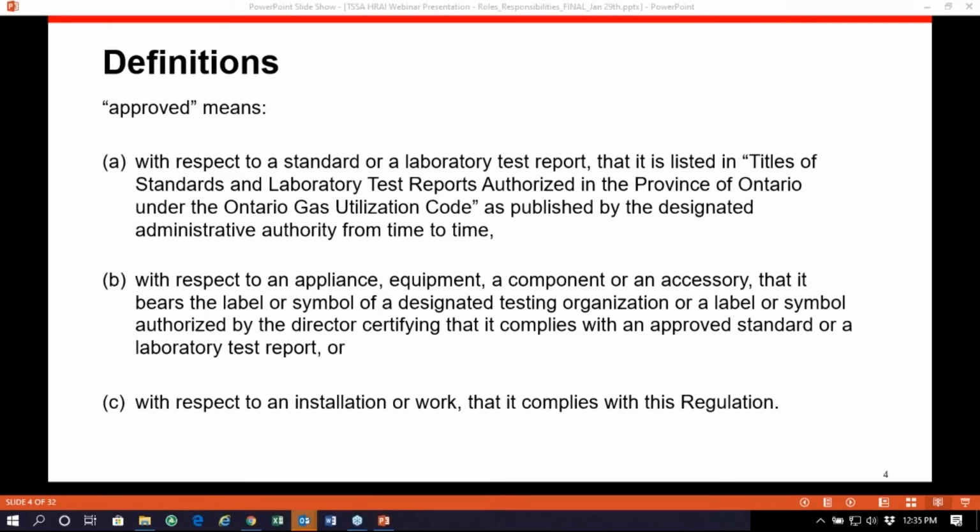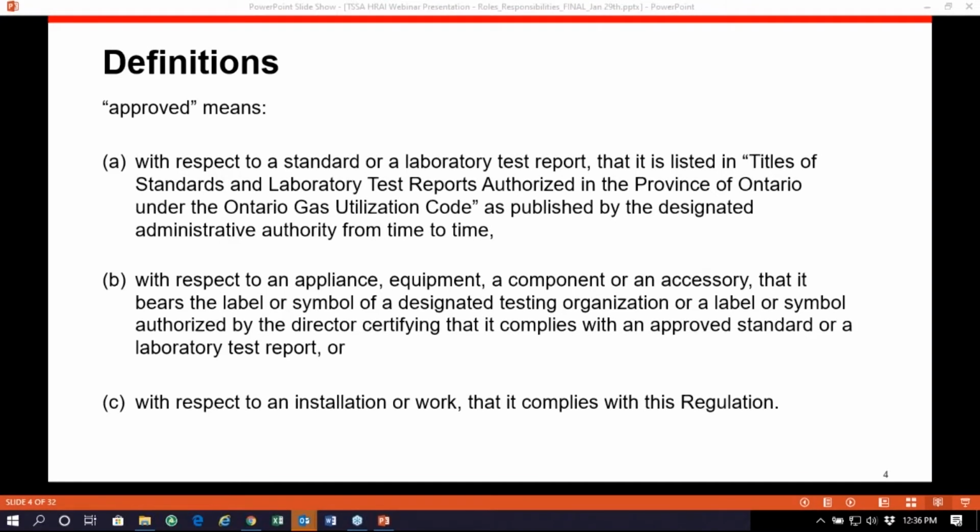And so as I go through the presentation, in a moment I'm going to show you some of the labels and symbols that you will come across in your travels and your work. But just understand there are two ways to gain approval in the province of Ontario. One is through certification with somebody such as CSA, or the other is through a field approval by TSSA, and I'll touch on that a little bit later on as well.